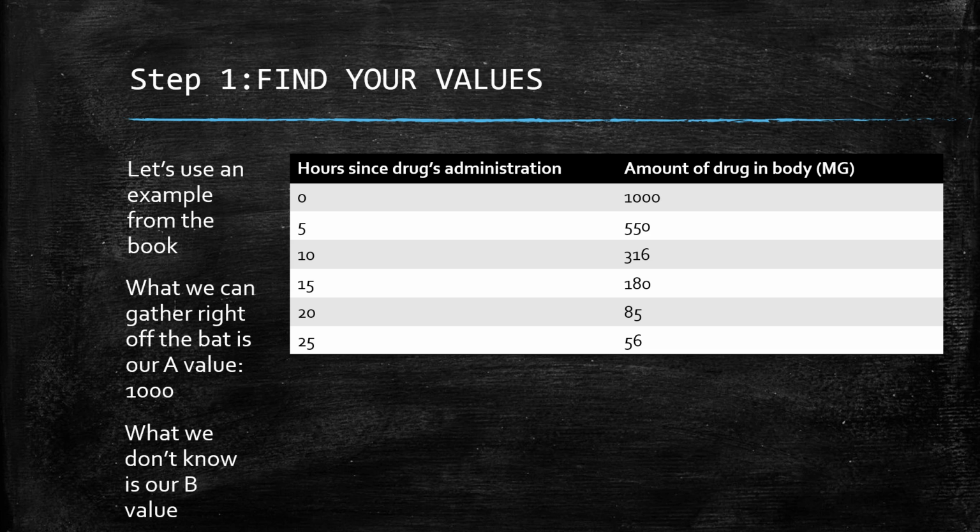In this scenario, a drug is administered to a patient, and the table is being used to track the amount of drug in milligrams that are present in the body in correlation to the time that has passed since it was administered. What we can gather right off the bat is our a value, which is 1000 because it's the first value that we see in the table. But what we don't know is our b value because in this table we can't really make a clear understanding of the connection between these numbers because they all kind of look like random numbers.